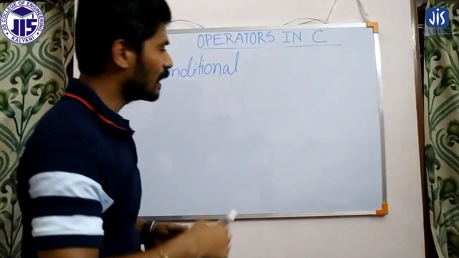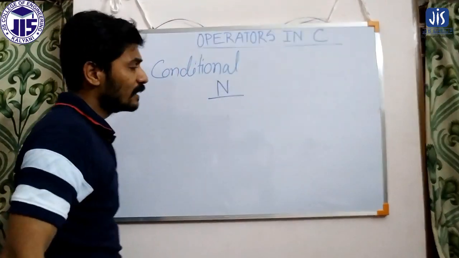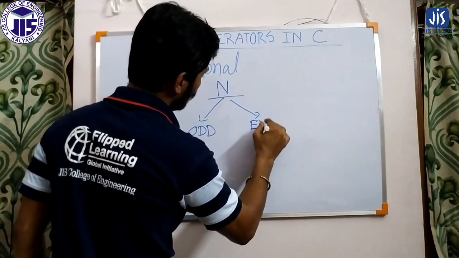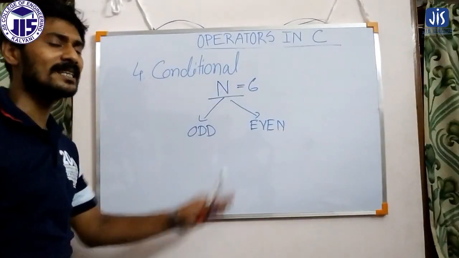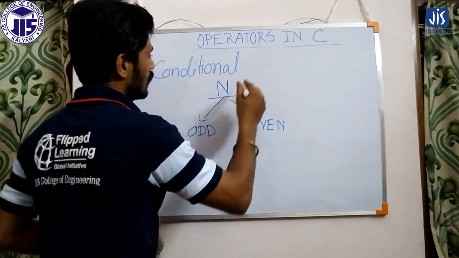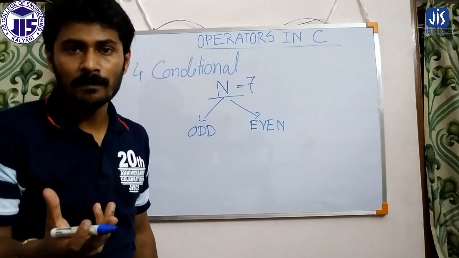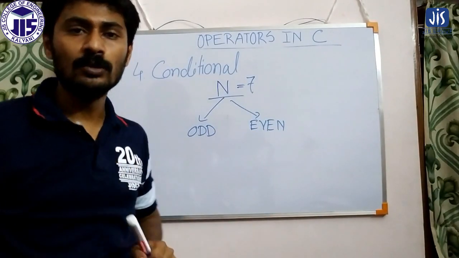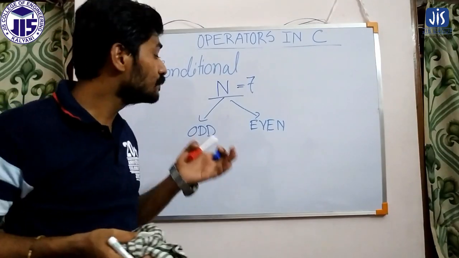For example, we have a number n. Now we have to decide whether this number is odd or even. If the value of n is 6, we can easily say it is an even number. And if the value of n is 7, then we can easily say it is an odd number. Now how can we decide whether it is odd or even? Basically we have a condition for that. What is the condition? If the number n is divisible by 2, then we can say it is an even number. And if the number is not divisible by 2, we can say it is an odd number.